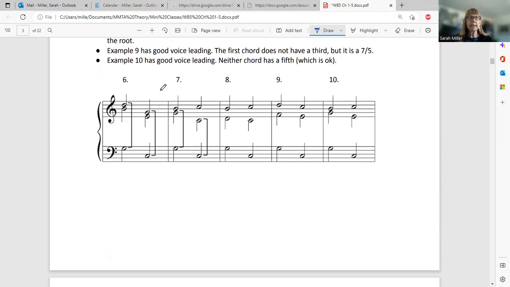Now, the examples here, 6 through 10, basically the same chords. There's a bunch of things in number 6. First off, the G up to the D is a fifth, and it's okay to have a fifth between the bass and the soprano. It's just that then the very next chord also has that same fifth between the bass and the soprano. And moreover, the voices are going the same direction.